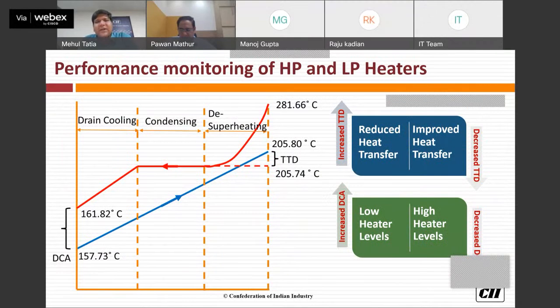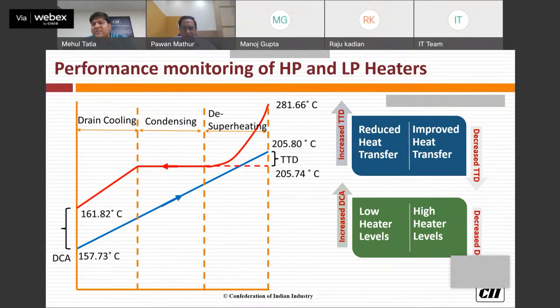Moving to the next part of turbine heat rates is the performance monitoring of HP heater and LP heater. For HP heaters and LP heaters, monitor your temperature terminal difference and drain cooler approach regularly. Ensure that they are nearer to your design values. If they are not nearer to design values, then in some way or other, it is impacting your HP heater or LP heater performance.